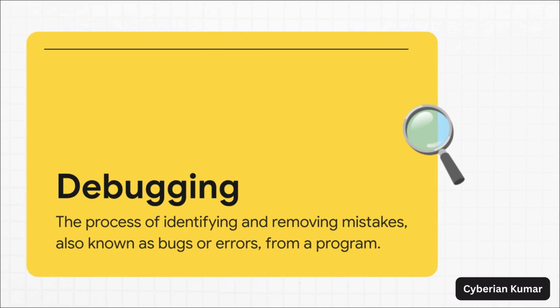Now, one last thing that's super important to know. When you're building something, anything, it's never perfect on the first try. In programming, the process of finding and fixing those little mistakes is called debugging. It is not a sign that you failed, it's just a normal, natural part of the building process.